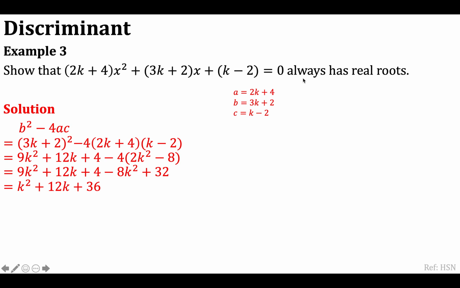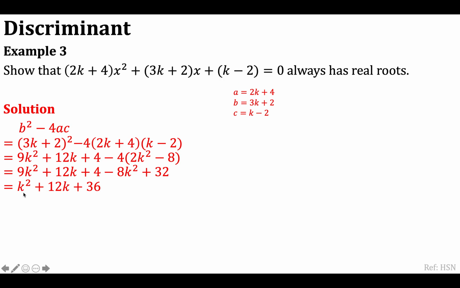Now, I want to show that this always has real roots. I want to show that it's always going to be greater than or equal to 0. And if you remember back to a previous lesson, when we talked about increasing and decreasing functions, we talked about how if you're trying to prove that something is always greater than or equal to 0, then we are looking for a square, because we know that a squared term is always equal to 0 or always positive. So that's really what we're wanting to find here.